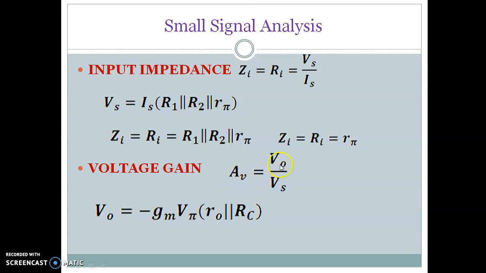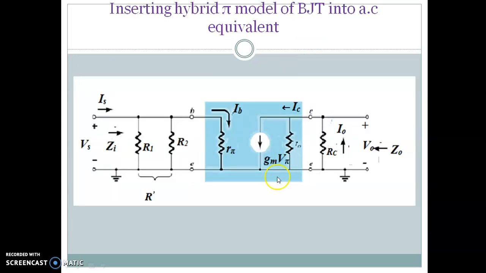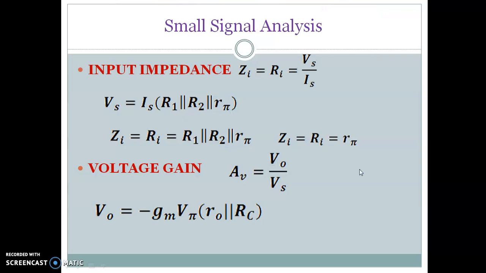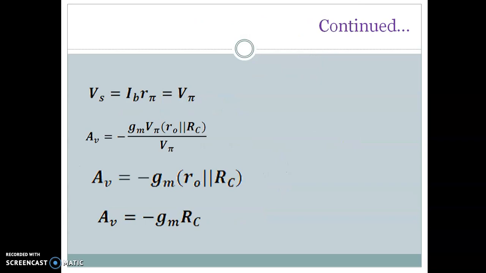Next, the voltage gain, given as V0 by Vs. We know that V0 is nothing but minus Gm V pi, because we have taken this direction and the polarity of your V0 is plus to minus. So it becomes minus Gm V pi times R0 parallel RC. And Vs is equal to Ib times R pi, which is equal to V pi. Substituting this, we cancel the common term, and the voltage gain becomes minus Gm times R0 parallel RC. If you neglect the early effect, it is minus Gm times RC.